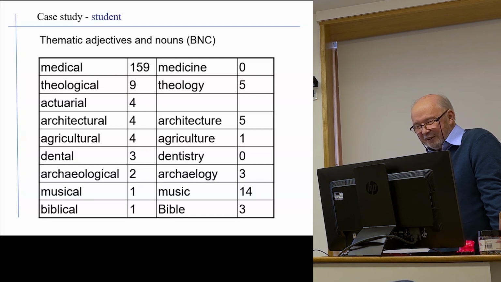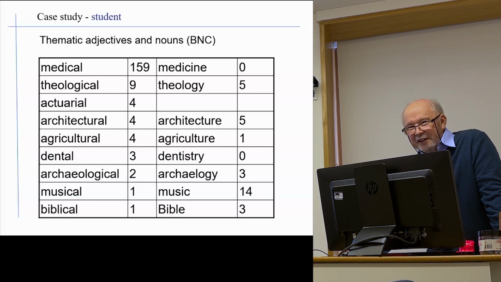Architecture, 1 of each, 4, 5. Agricultural, preferred to agriculture. Dental student, okay. Dentistry student, none. So dentistry and medicine seem to have something going on here. Archaeological, archaeology. Musical, no, one of those. And music student. So music goes the other way. It seems to be music now preferred. And biblical student, Bible student.